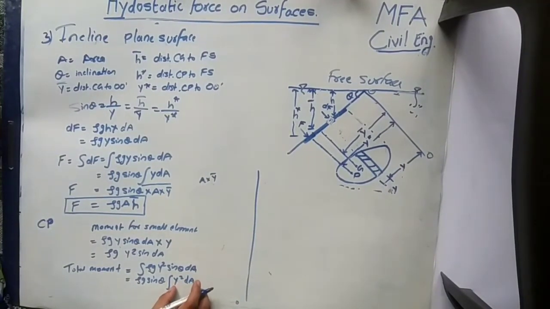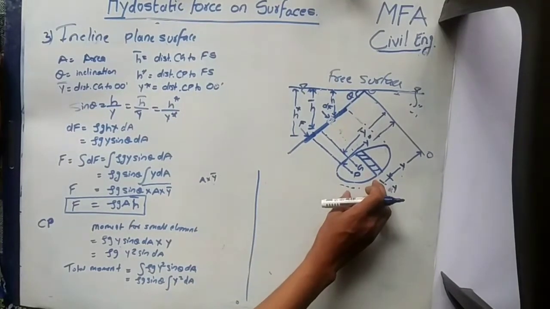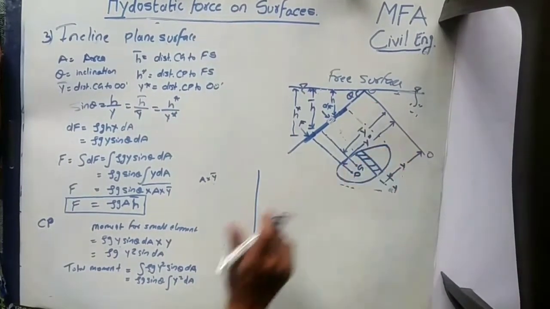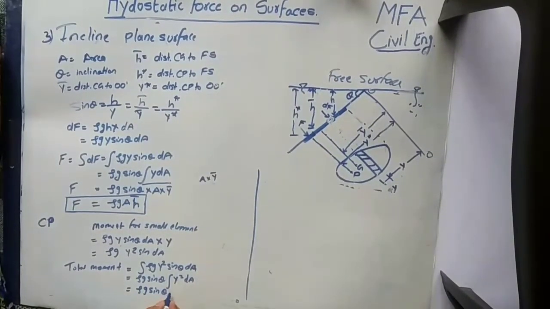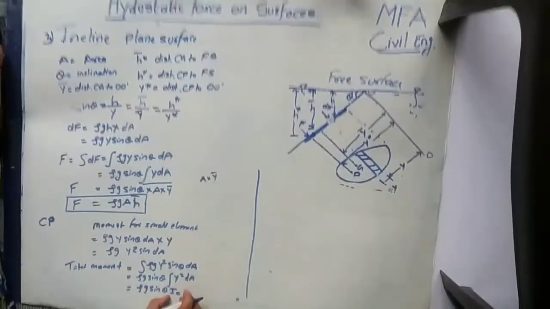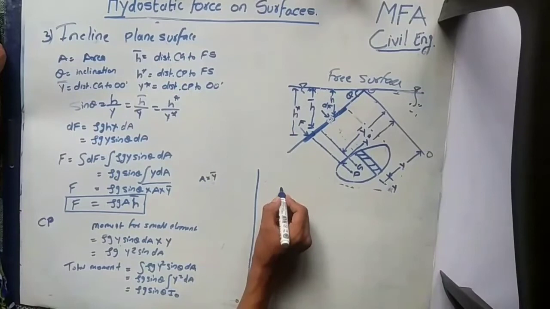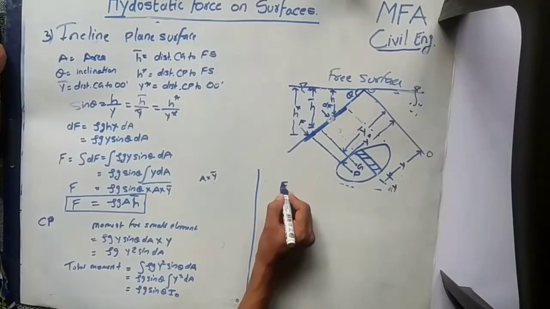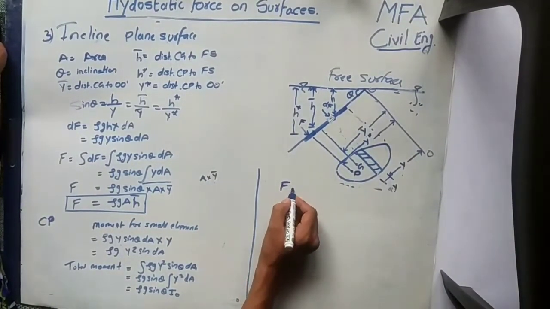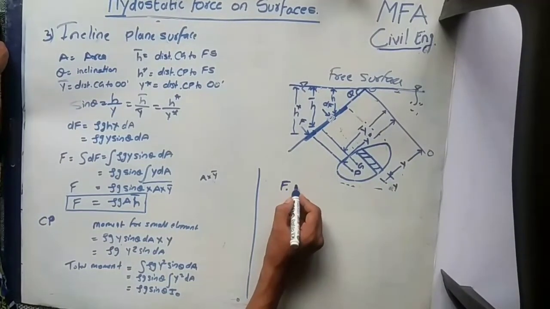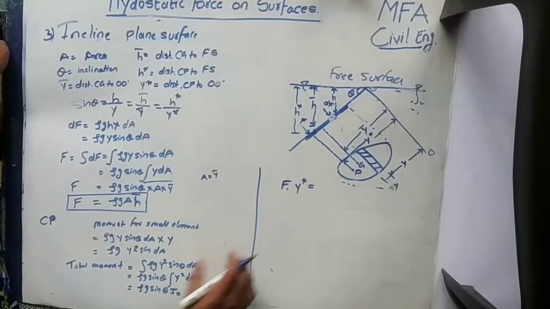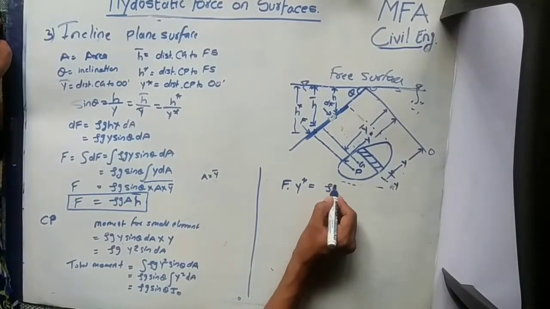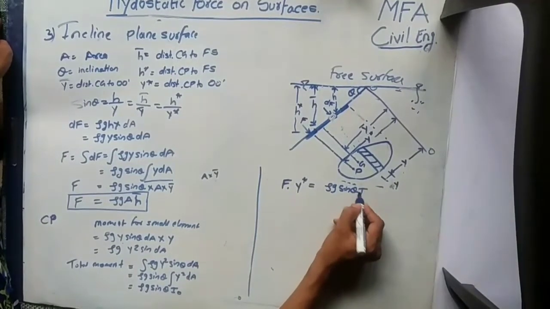Y square into dA is the moment of inertia of this plane surface about the OO axis, which gives rho g sin theta into I0. The moment of inertia can be written as I0. Then from the moment theorem, the moment due to the resultant force, that is force into y star, is equal to the summation of all the moments about that point, that is rho g sin theta into I0.